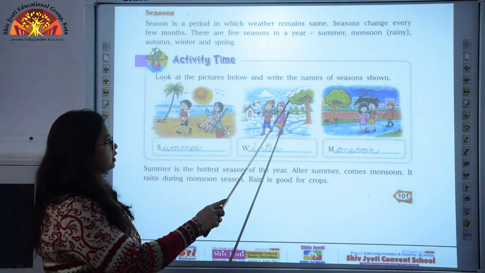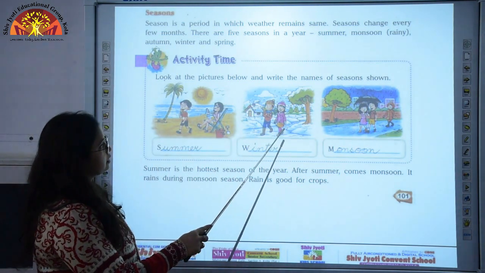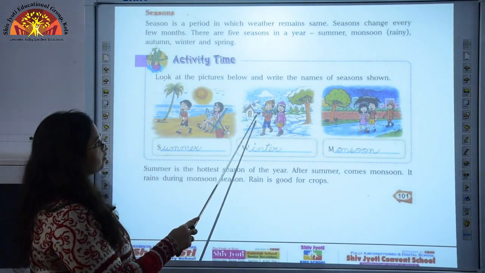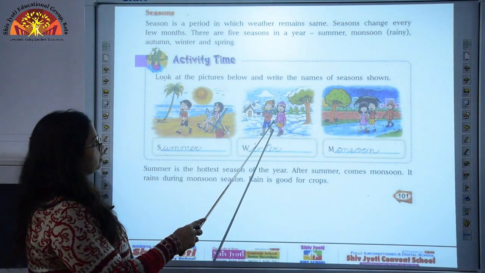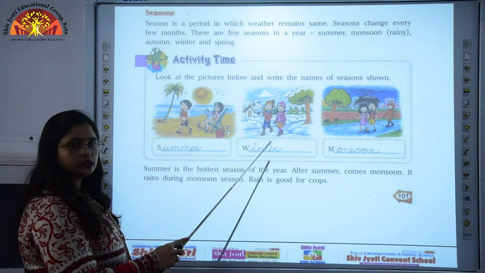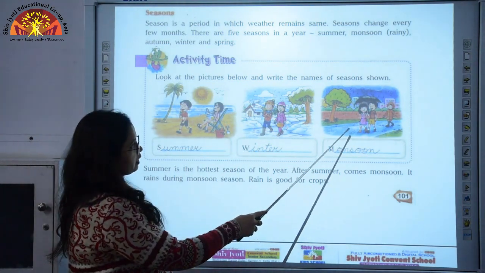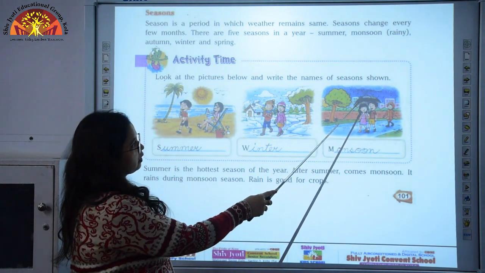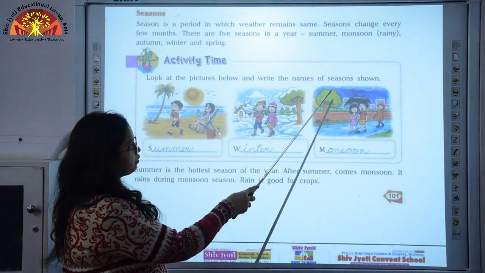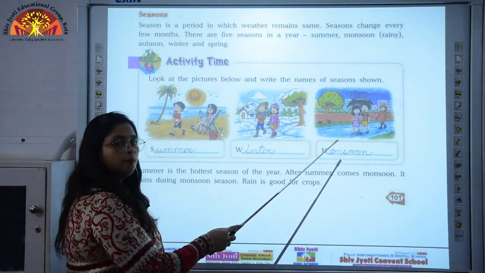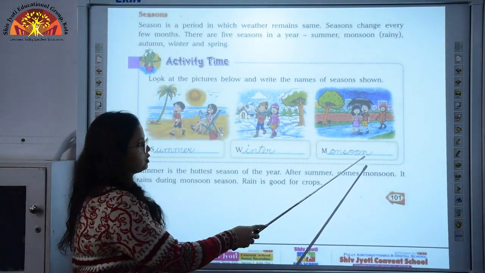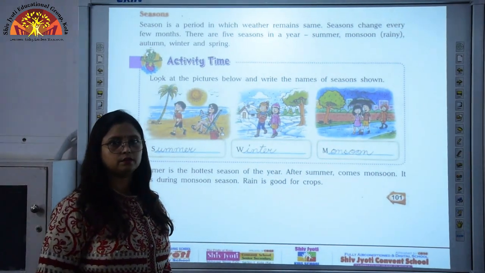Now let us move to the next picture. What is here? You can see snowfall is there and everywhere the land is covered with snow and children are wearing woolen clothes. So this is a winter season. Now in the last diagram you can see that children are going with umbrellas and rain is falling and a boy is wearing a raincoat. So this is a monsoon season. So we have to write monsoon over here.